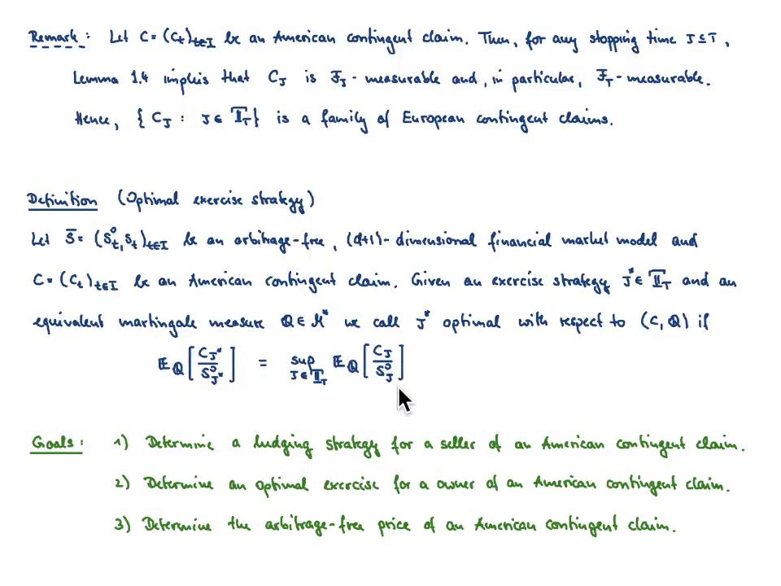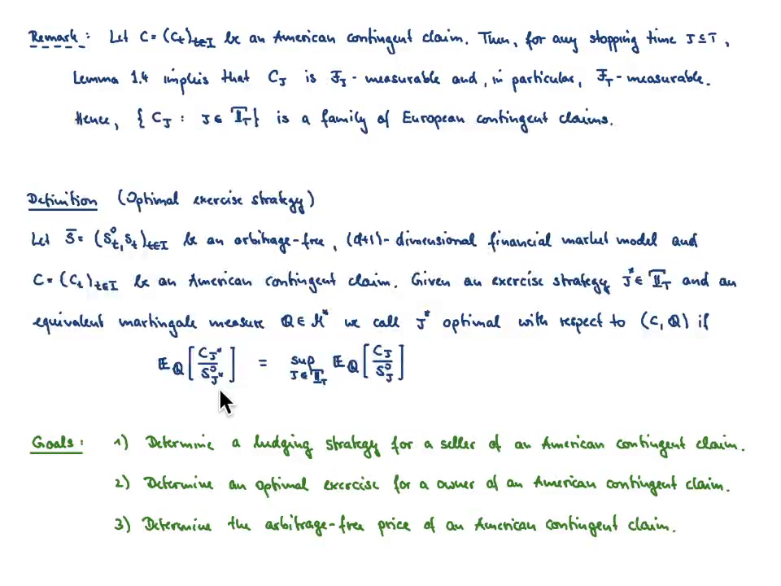Well, you see, here we have a bunch of questions to address. So, what is a good hedging strategy in view of that optimal stopping problem? What is a good exercise strategy? Meaning how to construct such a tau star, and how we should price an American contingent claim. And this question I would like to address in a moment. But before doing so, I would like to add a last remark.